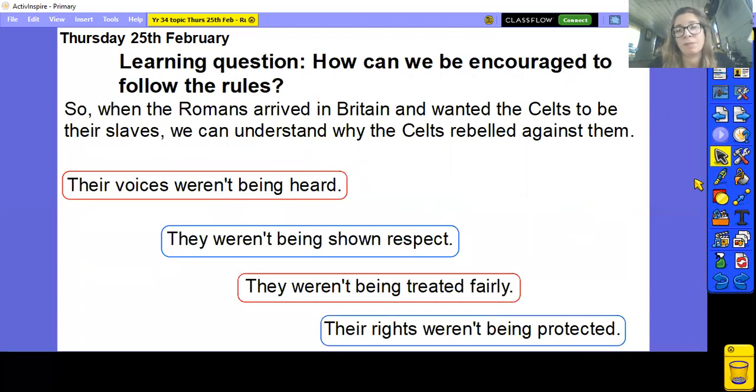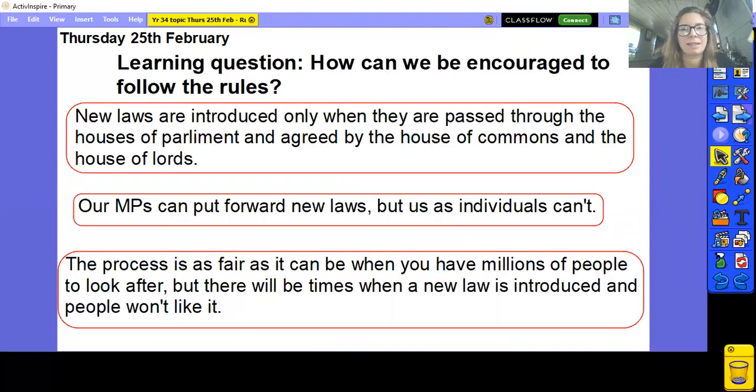So when the Romans arrived in Britain, they wanted the Celts to be their slaves. And we can understand why the Celts rebelled against them, can't we? Because that's not fair. They didn't want to be Roman slaves. So they felt that their voices weren't being heard. They weren't being shown respect. They weren't being treated fairly, and their rights weren't being protected. So there are many, many reasons why that was unfair. And of course, nowadays, you're not going to get the next prime minister come in and say, you're all my slaves. That's just not going to happen. But in Roman Britain, obviously, we learned about that happening, and we learned about Boudicca leading the rebellion against that.